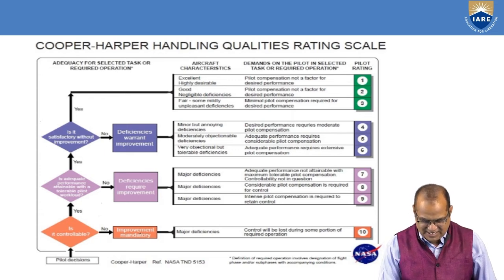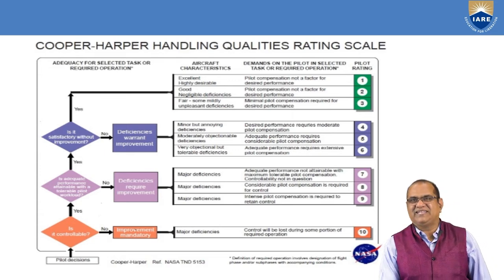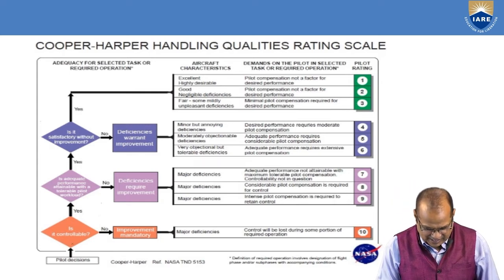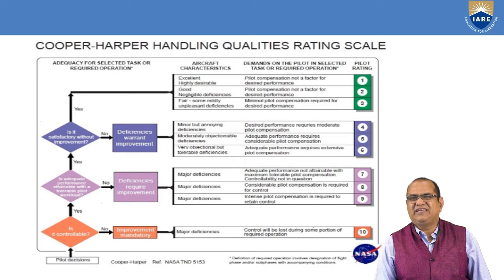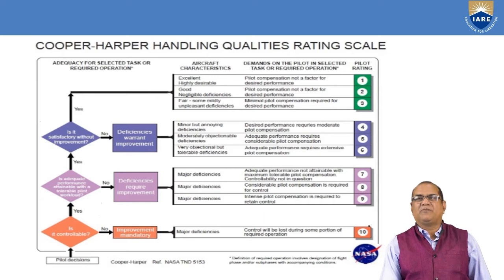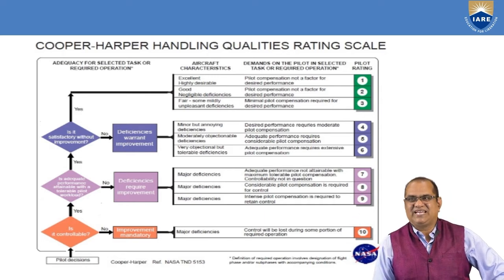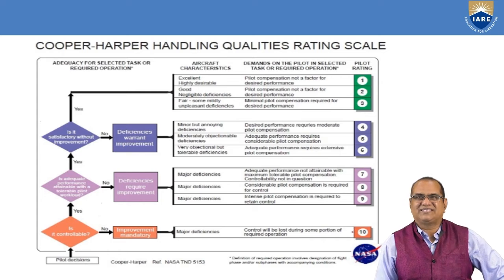So improvement is mandatory in this. Is it controllable? If it is like this, then the aircraft will get 10 points. 10 means not good. Cooper-Harper 1 is the best and 10 is the worst. So it is taken from NASA. I have taken this slide.